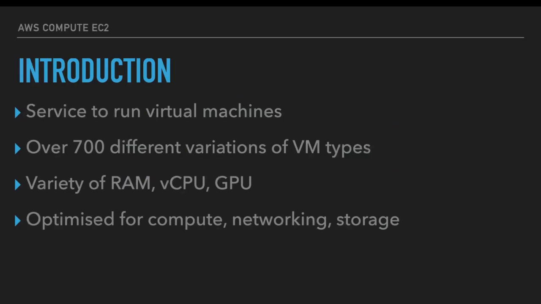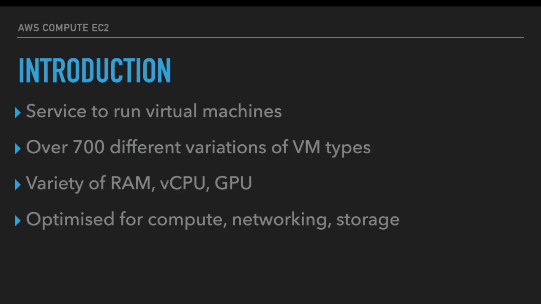Amazon EC2, which was created back in 2006, was one of the foundational services that AWS released as part of introducing the platform. And in essence, it's just a service to run virtual machines.